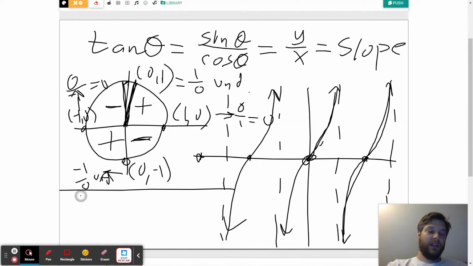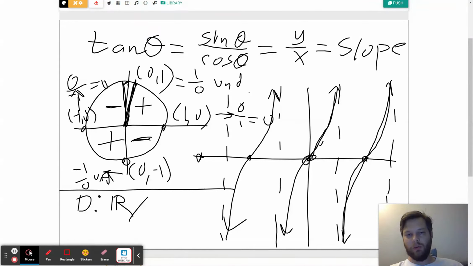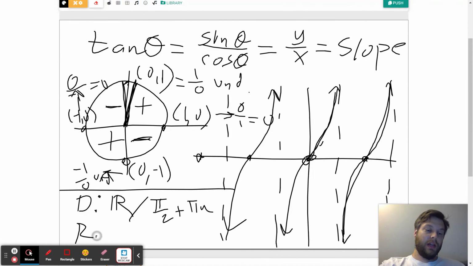Now, one thing I want to point out is the domain here is a little bit annoying because it has all of these asymptotes. So one way you can write this, and this is not going to be something that's on the test, but you can write it as R, meaning all real numbers, and then you can slash out what you don't want. And what I hope you notice that we don't want is those asymptotes that are like pi over 2s. And so we don't want pi over 2 plus pi n. Your range, however, is everything from negative infinity to infinity. And that's tangent.